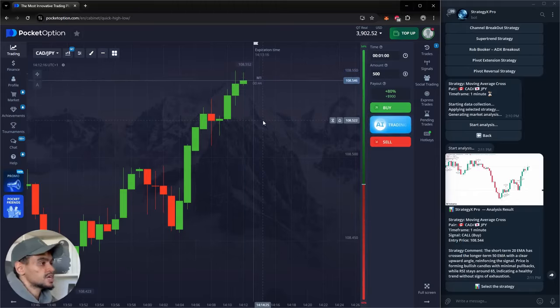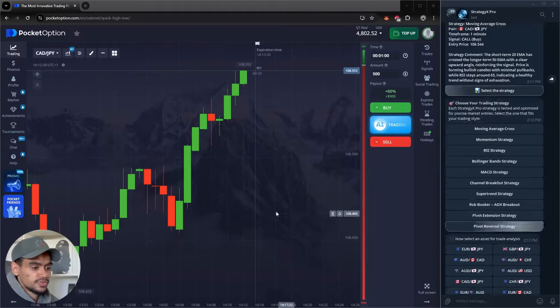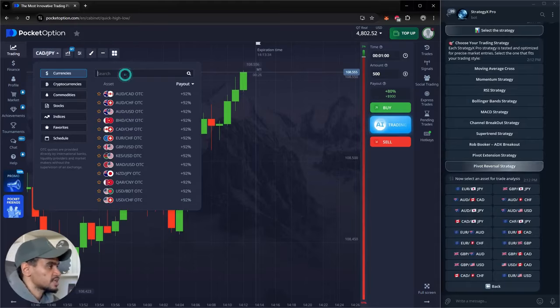And there it is. We make our first money, our first $400, and we're not going to go crazy today, just a couple of trades. Let's try to find another asset. Let's go with the pivot reversal strategy. Let's jump to the other side, the more difficult ones, and let's continue.